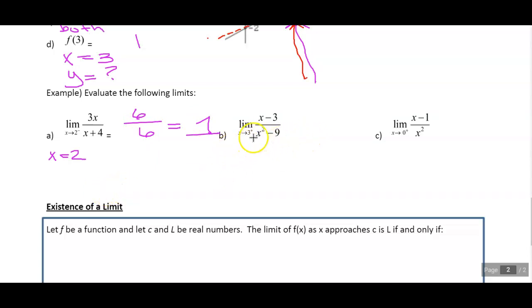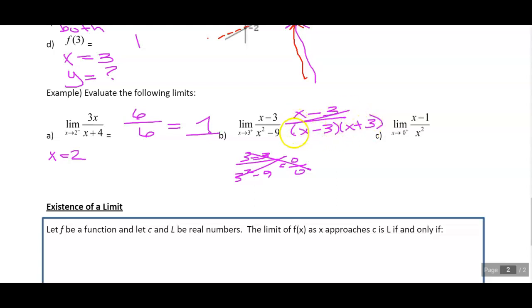Look at part D. Now if I plug in 3, I get 3 minus 3 is 0. And 3 squared minus 9 is also 0. But 0 over 0, that's not equal to 1. It's not equal to 0. It says, hey, remember, there's so much math here you need to do first before you can plug me in. So we're going to factor. These are perfect squares.